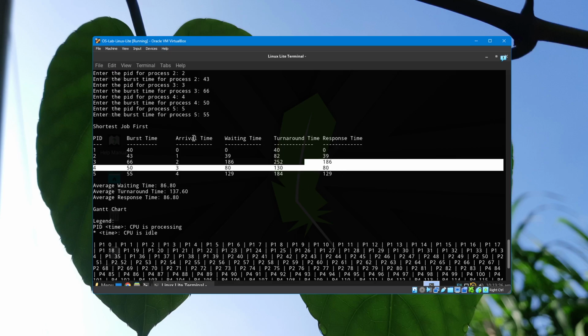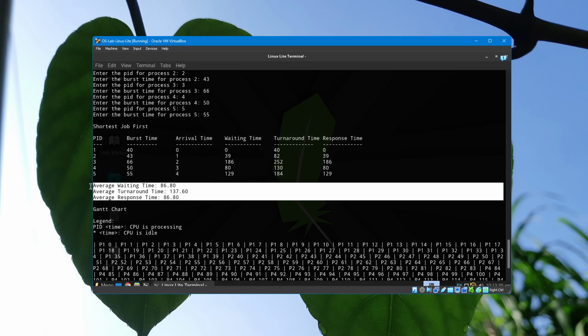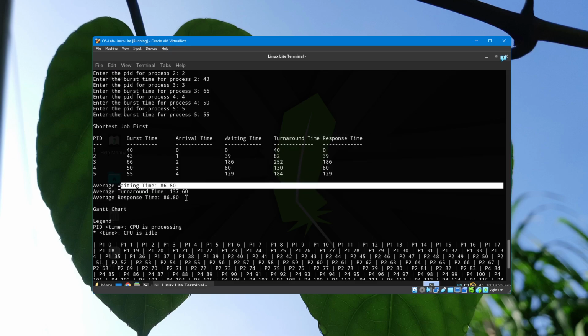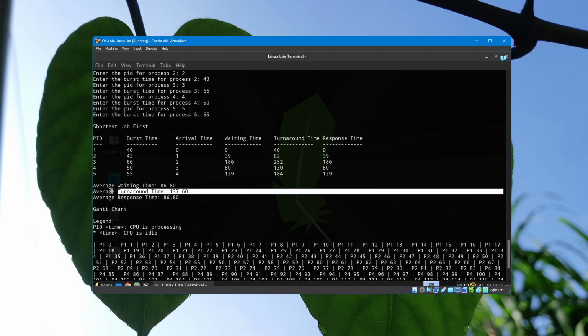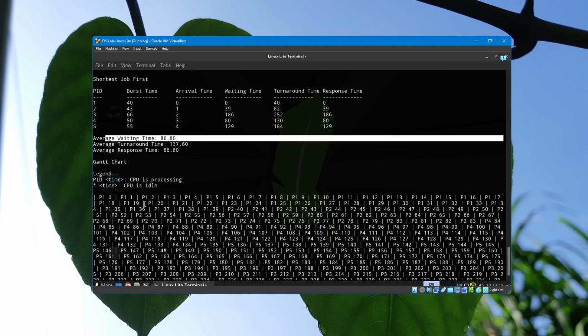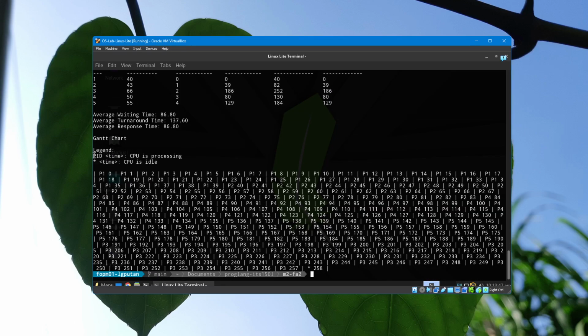And then from these individual statistics per process, we're also going to be computing the average statistics based on these. All right. So the average waiting time is going to be 86.80. The average turnaround time is going to be 137.60, and the response time is going to be the same as the waiting time.